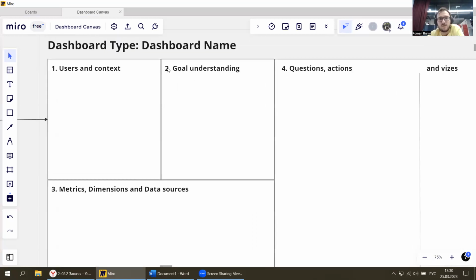The second part is goal understanding, and it's quite a bold one. It's just to rewrite the main goal of the dashboard in a coherent and short way. The idea is to make sure that you are on the same page with the business user. You try to do it in a couple of words. It creates a clear understanding for yourself about what you're going to do.